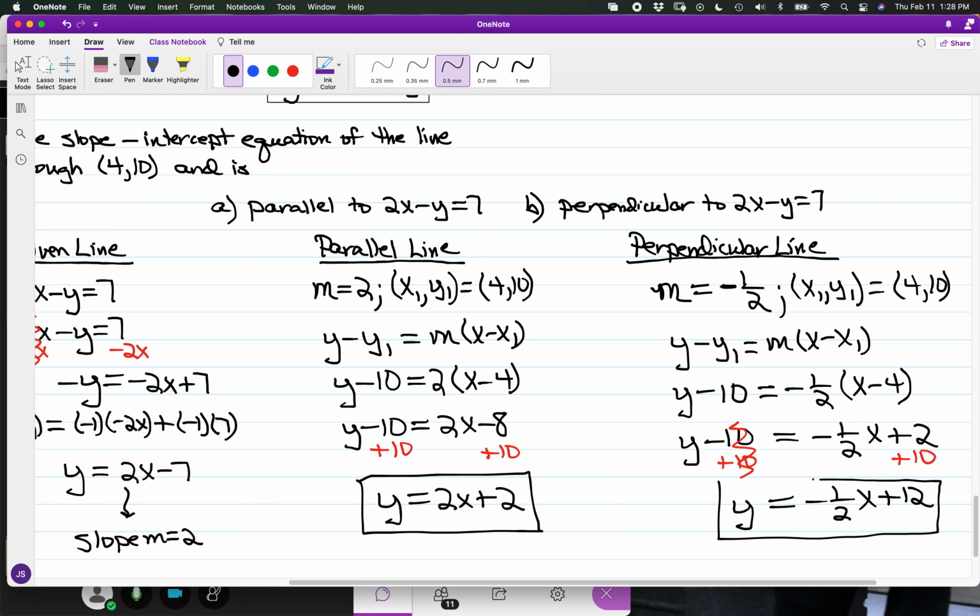And you can check what we have here. So with y at 10, we have 10 on the left, and to the right I have negative 1/2 of 4, which is negative 2, and negative 2 plus 12 comes out to 10. 10 is equal to 10. So that is going to check out.